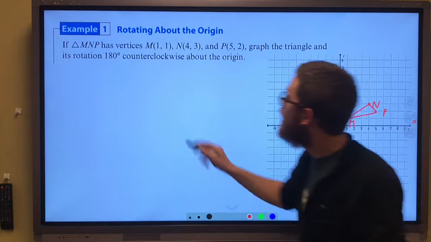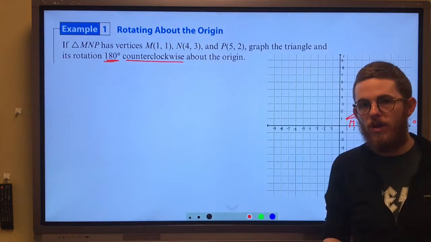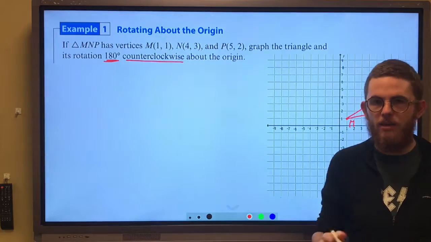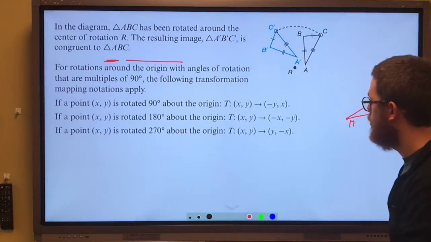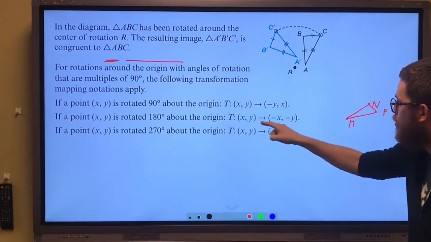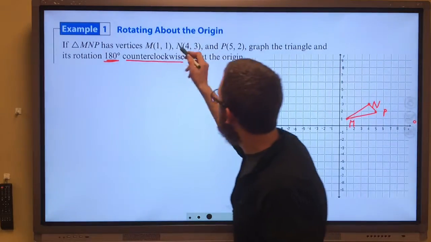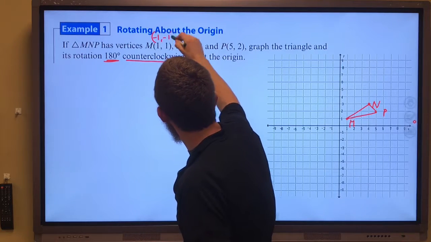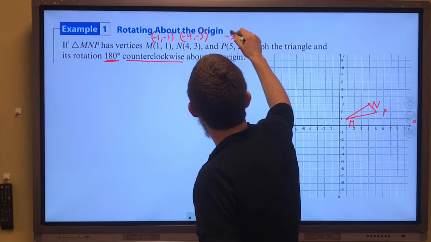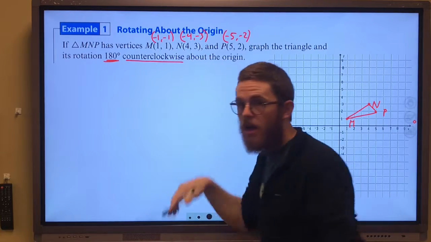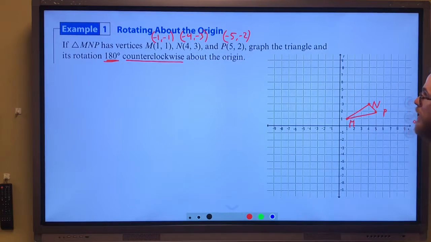Well, if we want to go 180 degrees counterclockwise, for a 180-degree rotation, (x, y) becomes (-x, -y). See how easy this is going to make it? (1, 1) is going to become (-1, -1). (4, 3) is going to become (-4, -3). (5, 2) is going to become (-5, -2), to give us our M prime, N prime, and P prime. So let's just plot these.